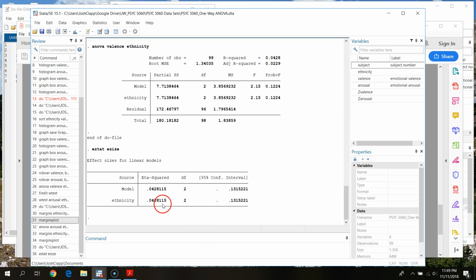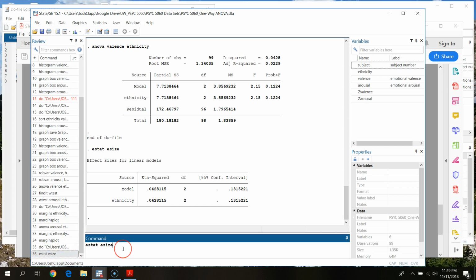So eta squared for ethnicity is 0.043. So we would say, based on these data, about 4.3% of the variability in rated valence scores is attributable to group membership. The lower bound for this is going to be 0, and the upper bound is going to be 13.2%, which is kind of big.